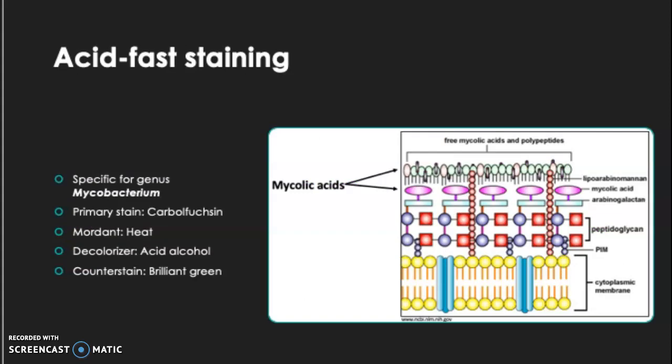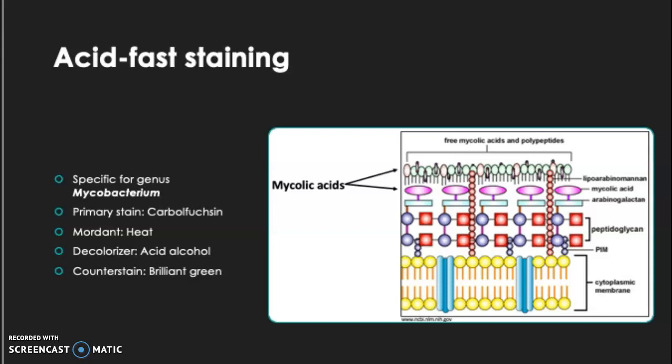Acid-fast staining. An acid-fast stain is able to differentiate between two types of gram-positive cells, those that have a waxy mycolic acid in their cell wall and those that do not. Acid-fast staining is specific for the genus Mycobacterium. The primary stain used is carbolfuchsin. The mordant uses heat, which drives stain into cells. The decolorizer uses acid alcohol, which only removes color from the non-acid fast cells. The counterstain uses brilliant green, which stains the decolorized cells a tealish bluish green color.